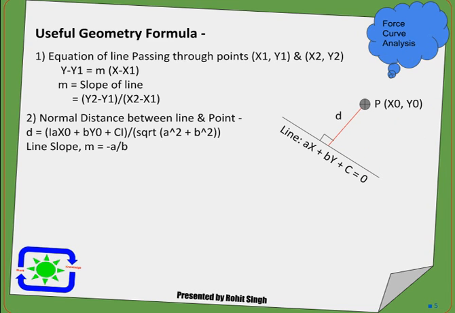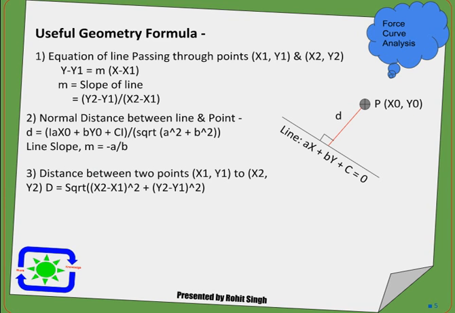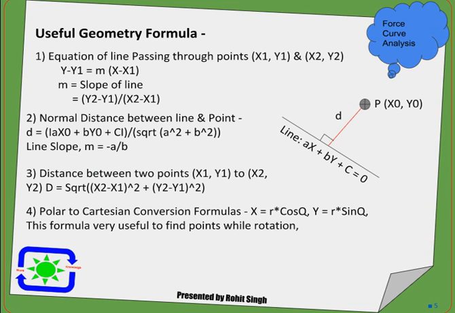If we have point P x0 y0 and line AX plus BY plus C, this formula can provide us the normal distance. Third formula, distance between points x1 y1 and x2 y2. This formula can provide this distance. Fourth formula is really very useful. Generally in a toggle system we use a few terms like rotation angle and arc radius. So this formula really helps us to convert the polar system to the Cartesian system.